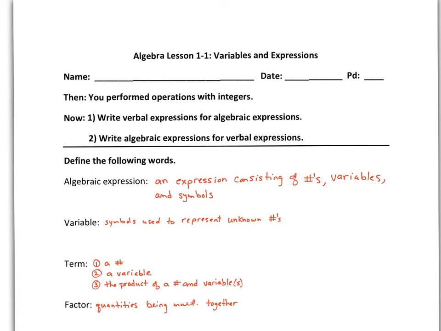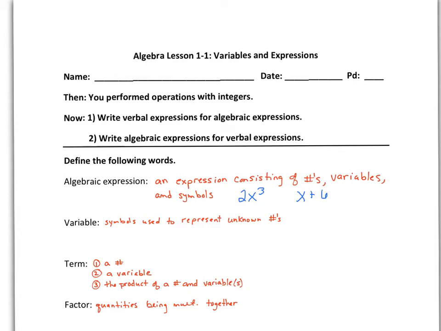An example of this would be something like 2x to the third. So you've got a number, you've got a variable, it can be in exponent or non-exponent form, and then the symbol in this case would be multiplication. Another example here would be x plus 6. I've got a number, a variable, and then a symbol, which is addition in this case.